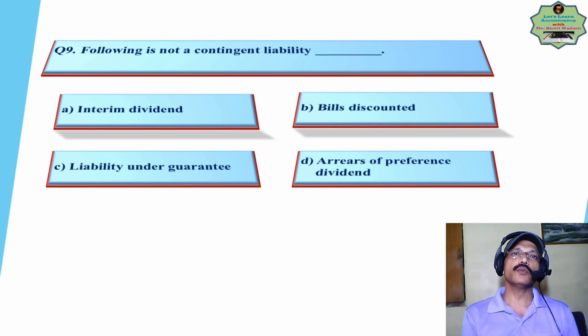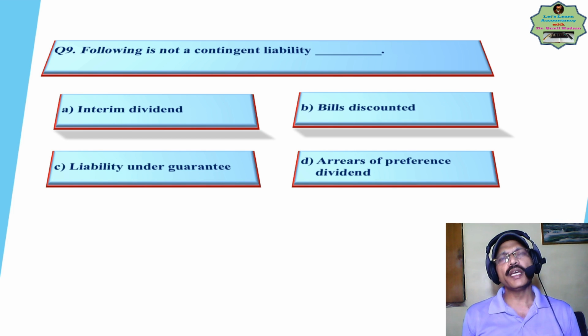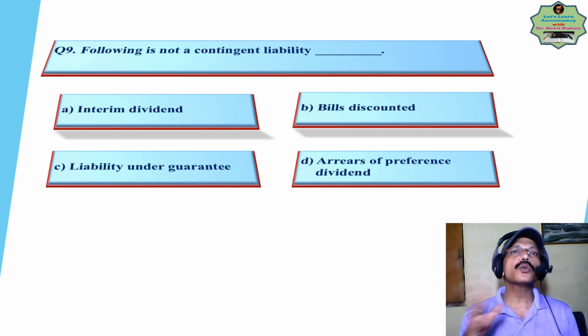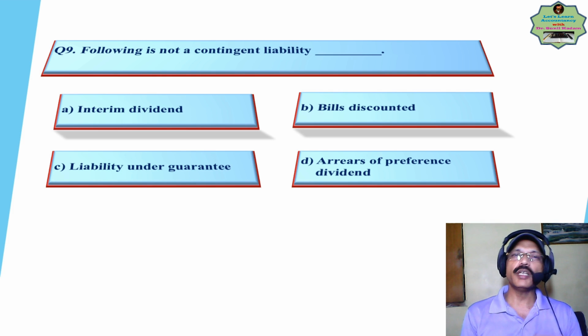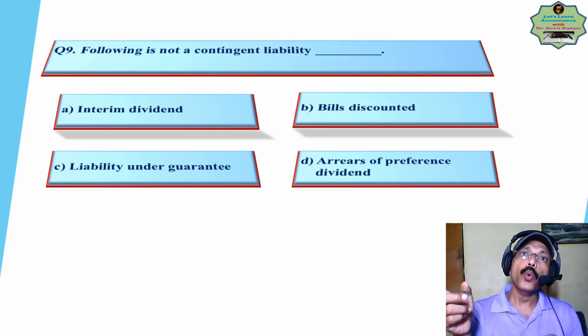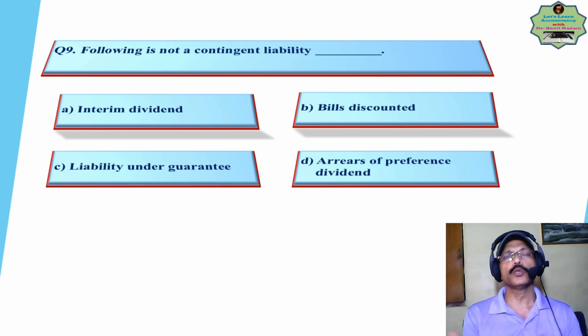If a bill is discounted, but it is honored, there is no need to pay any liability. But if it is dishonored, then you have to pay the liability. That's why it is a contingent liability. Liability under guarantee is also a contingent liability. When you have given a guarantee, but the person who had taken a loan on your guarantee fails to repay that loan, then you need to pay the liability. That's why it is a contingent liability.